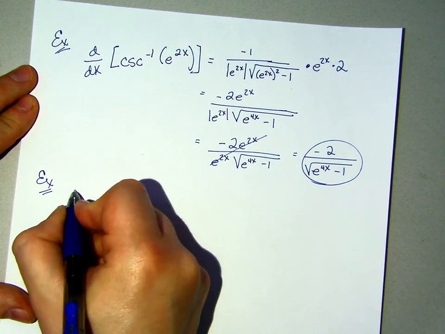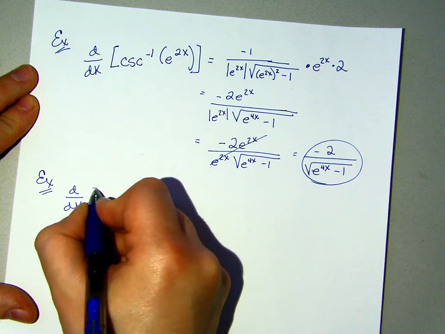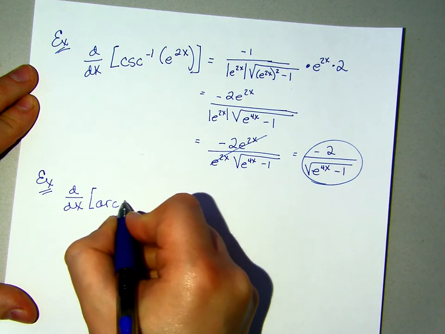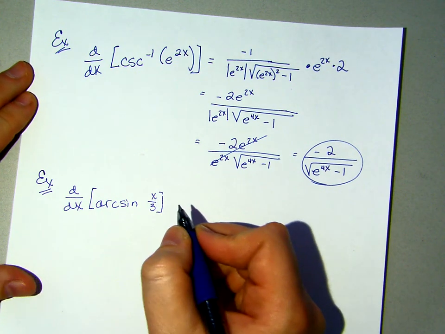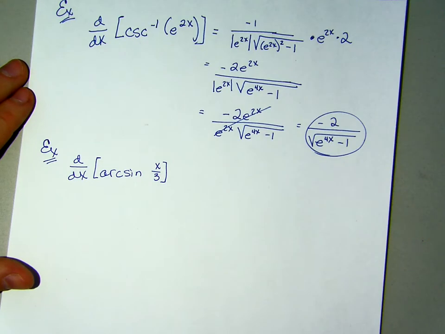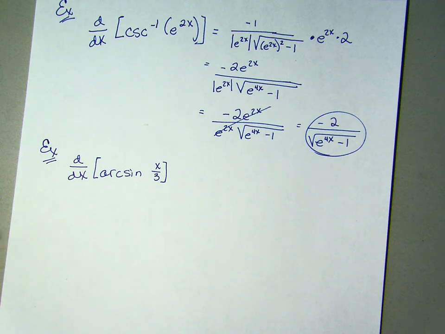Let's take a look at this. The derivative of the arc sine of x over 3, or of 1/3 x. See how far you can get, but I feel like we're going to do some of the simplifying work together. At least take care of the initial line.